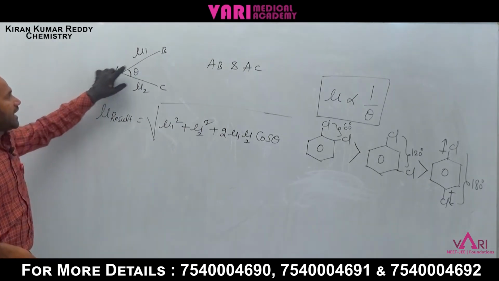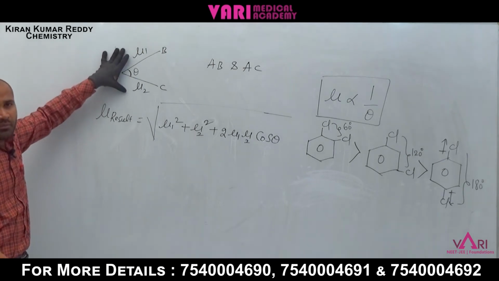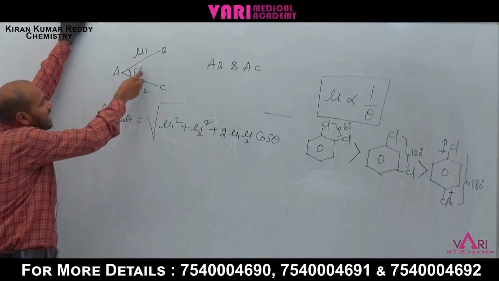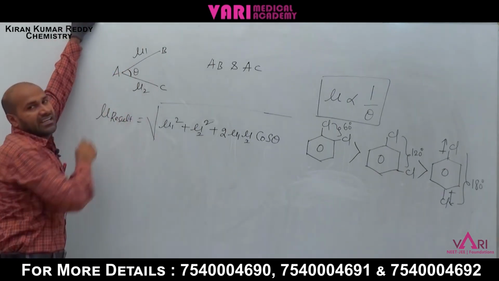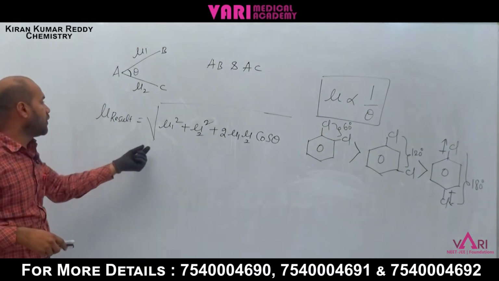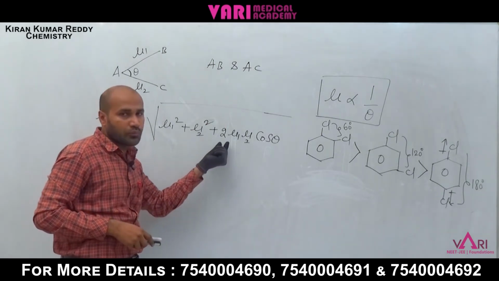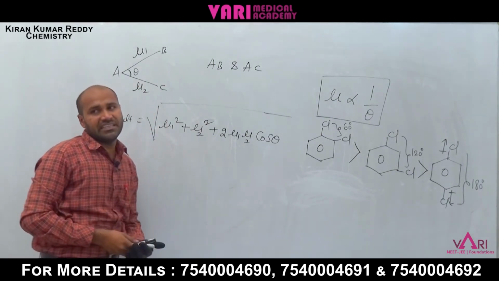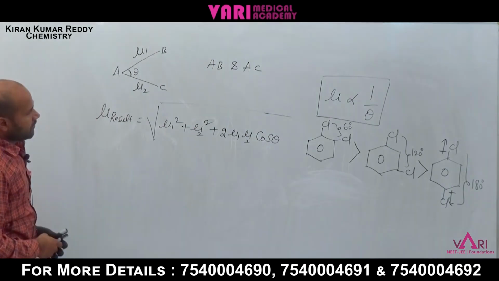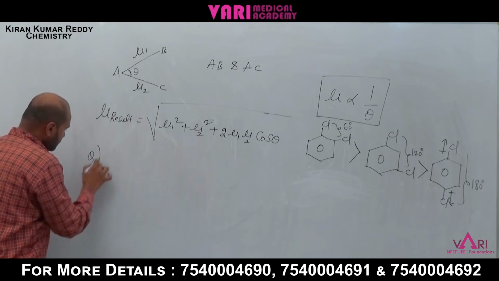Simple. AB and AC are the two polar bonds, inclined at angle theta. Theta is the angle. Now mu resultant is equal to under root mu1 square plus mu2 square plus 2 mu1 mu2 cos theta. These are the examples. We can take another question.